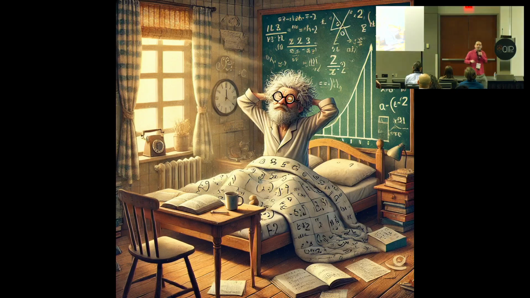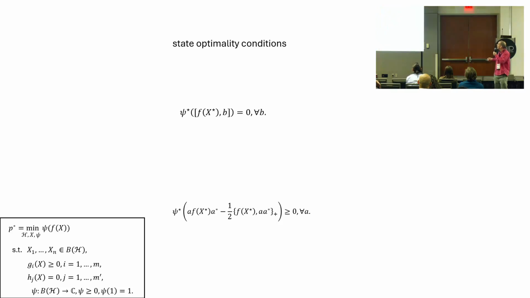We just woke up out of a nice sleep. And we find that somebody has written something in our notebook. It's written state optimality conditions, and you can find these 2 conditions. So let's see what they mean. The first one tells you that if you take the optimal states, the optimal operators, and then you use them to evaluate this polynomial that appears in the objective function, and you compute the commutator with respect to any other operator, if you evaluate the commutator with the optimal state, you will get 0. No matter what B is.